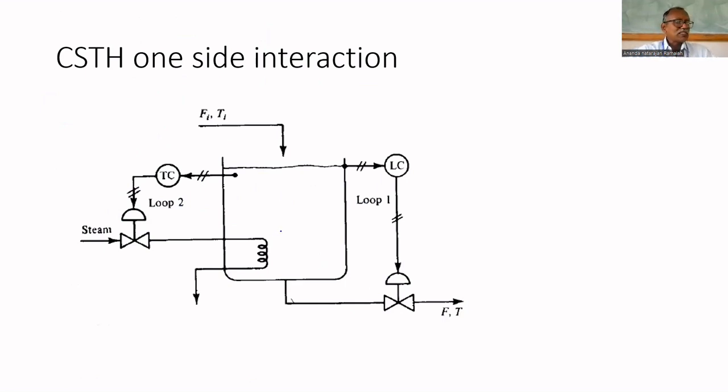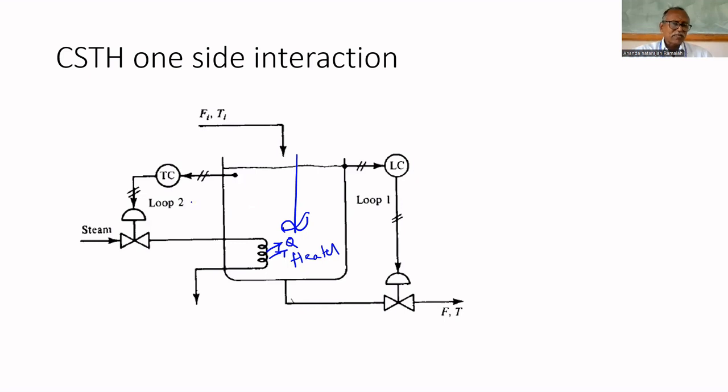Interaction can be one-sided. Here we will see one example of one-sided interaction. This is a continually stirred tank heater. This is the heating element. Steam is passing through it and supplies heat to this heater.